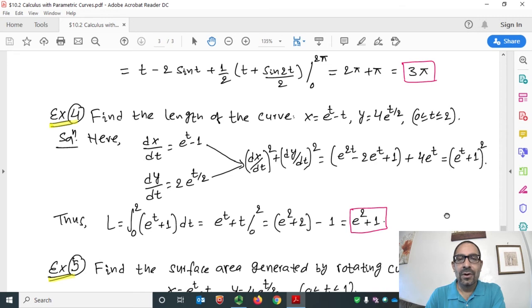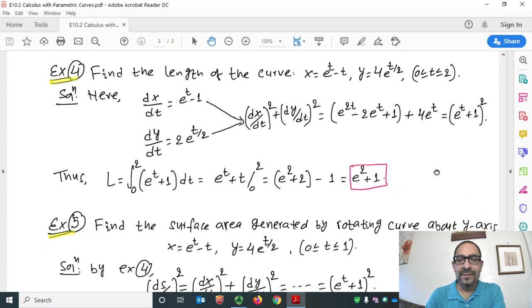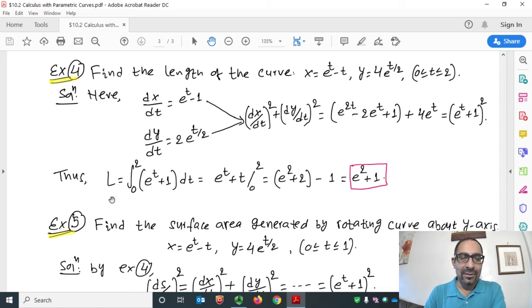Great. So by formula, the arc length L equals the definite integral from 0 to 2 of the radical of this expression, because our arc length formula involves the radical here. So the radical and the square cancel, and we only have e^t plus 1. I hope this makes sense to you all. The next step, let's take the integration. The integration of e^t is itself, plus the integration of 1 is t. Put t equals 0 to 2. Then it turns out to be e square plus 1. Awesome.